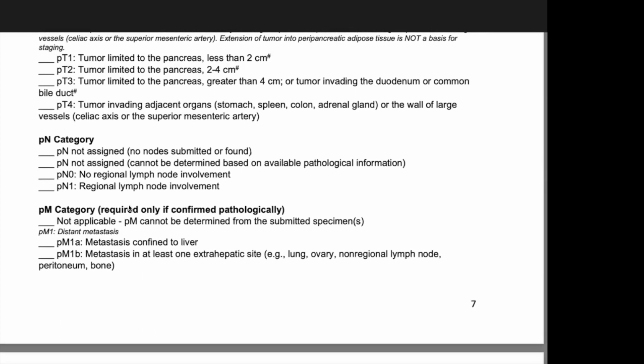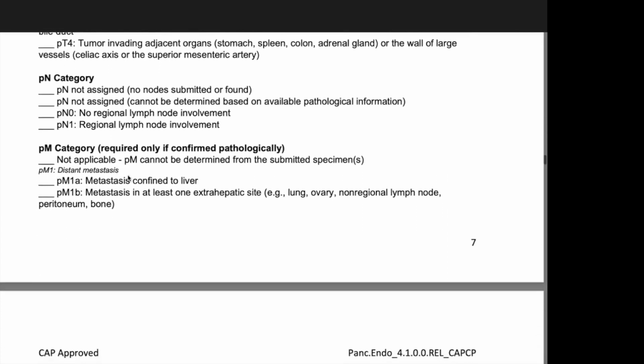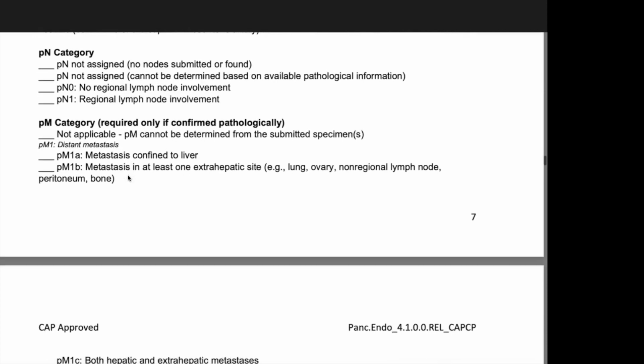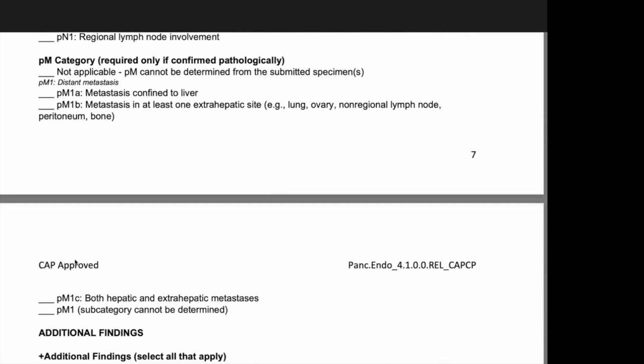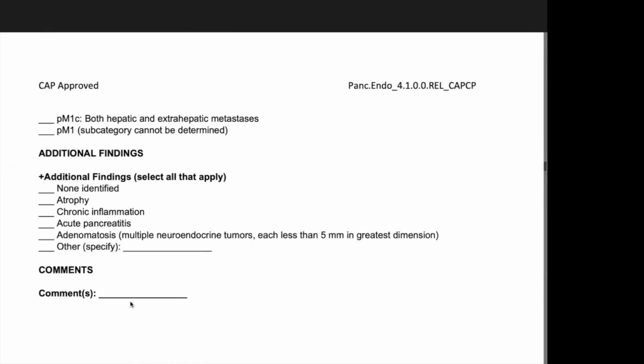PMN category, the number of lymph nodes involved is a bit simpler than it is with PDAC. It is either involved or not involved. And then the PM category, if we have the specimen present, depending on what specimen is involved, we can assign it a PM category.